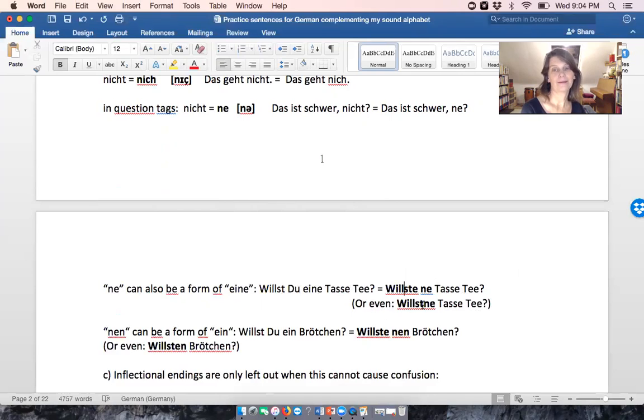That's very, very difficult. When you're a learner of German and you are expecting "willst du eine Tasse Tee," and you hear "willst 'ne Tasse Tee," it takes some getting used to.